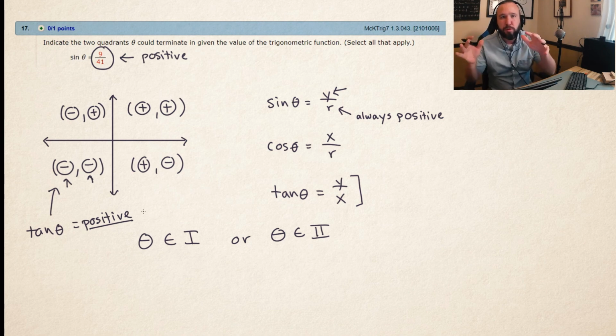You guys are all adults, so just put your thinking caps on and understand how going up, right, left and down works. Then you can figure out what quadrant theta has to be in, based on whether sine is positive, or cosine is positive, or tangent is positive.